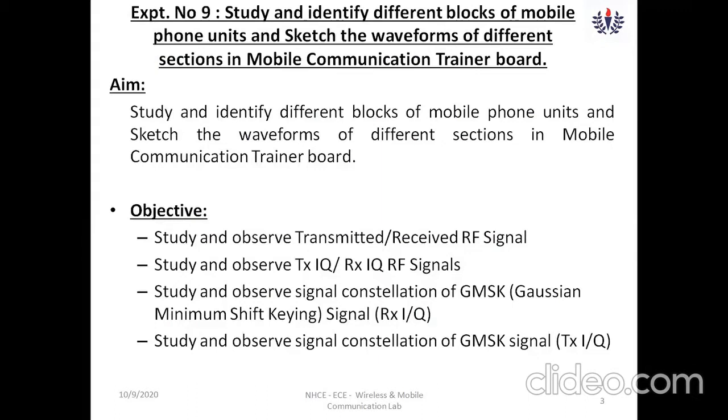So our objectives are mainly categorized into four. The first one is to study and observe transmitted and received RF signals, which is your radio frequency signal. Then study and observe transmitted and received IQ RF signals. Then study and observe the signal constellation of GMSK, which is your Gaussian minimum shift keying signal. Then lastly, study and observe the signal constellation of the GMSK signal from the transmitter.